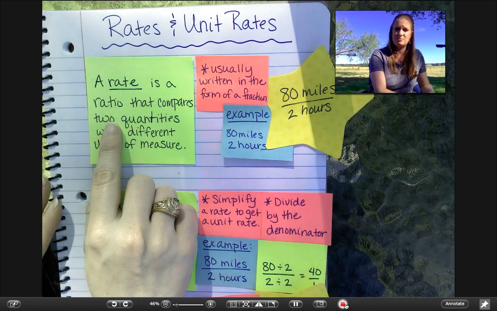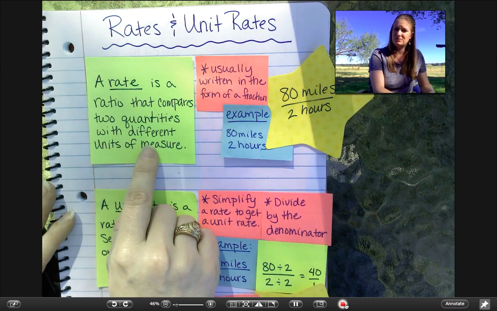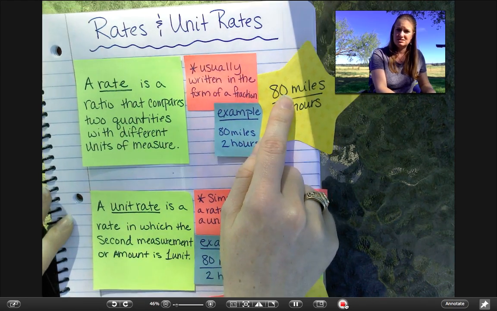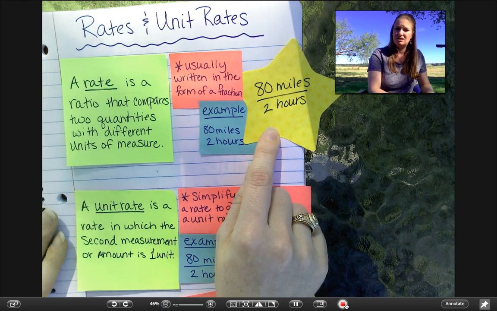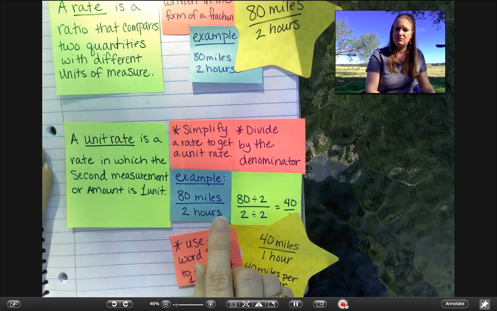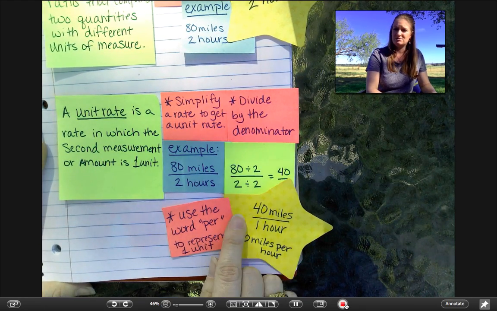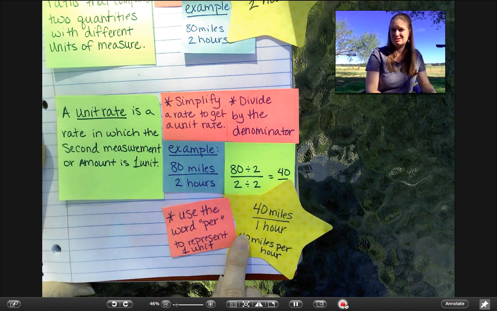Okay, so let's recap what we talked about. Rates are ratios that compare two different quantities, so miles and hours. Unit rates are rates written with the denominator of 1, and it's used with the word per. So 40 miles per hour, 40 miles in 1 hour.